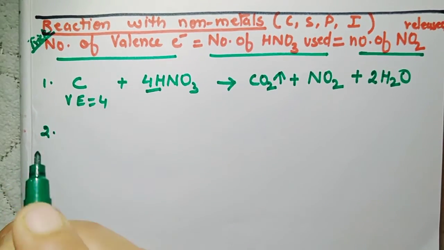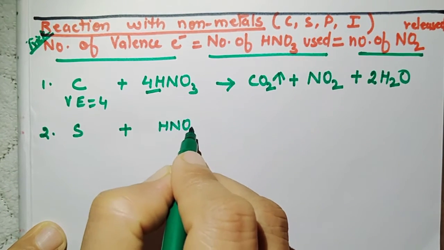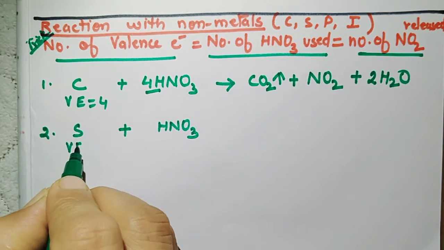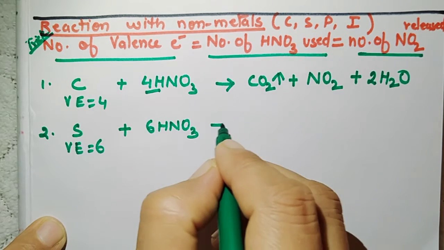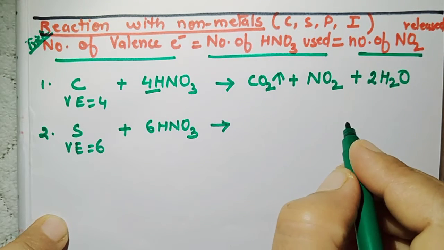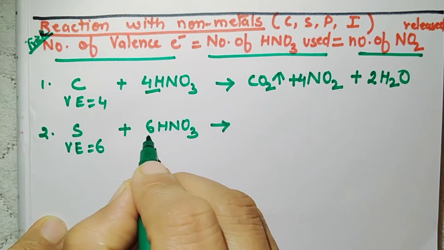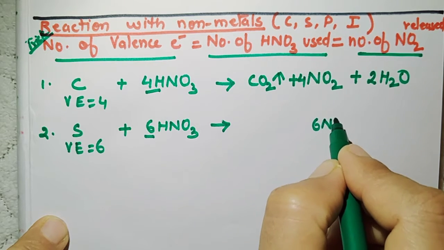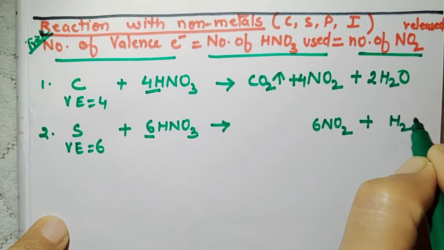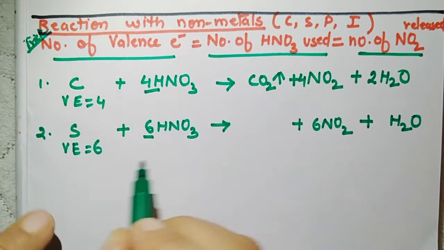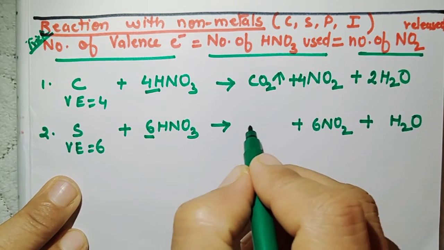Another equation, another reaction, sulfur plus HNO3. Valence electron is 6. So we will take here 6 HNO3. How many NO2 will be released here? 6. 6 NO2 will be released here, plus H2O. Now plus what is remaining here? Sulfur on reaction with HNO3 gives you H2SO4.